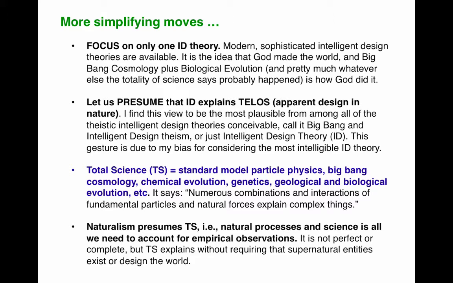Okay, total science, TS. This is the standard model: particle physics, Big Bang, cosmology, chemical evolution, genetics, geological and biological evolution, etc. It says numerous combinations and interactions of fundamental particles and natural forces explain complex things. Naturalism presumes total science, that is, natural processes and science is all we need to account for empirical observations. It's not perfect or complete, but total science explains without requiring that supernatural entities exist or design the world.